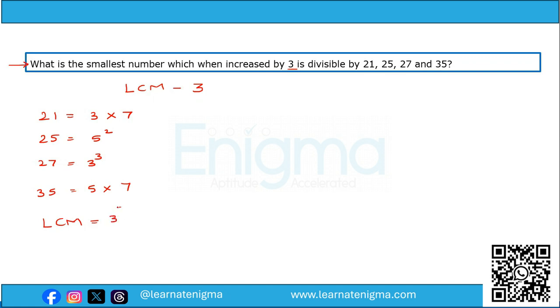So 3 raised to 3 multiplied by 5 raised to 2 multiplied by 7. So 3 cube is 27 into 25 into 7. Answer comes as 4725. So now applying this concept, it will become 4725 minus 3. So therefore the final answer will become 4722.